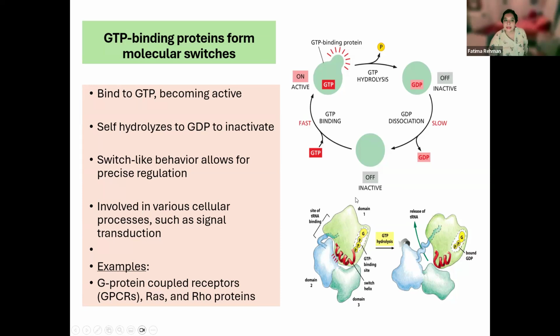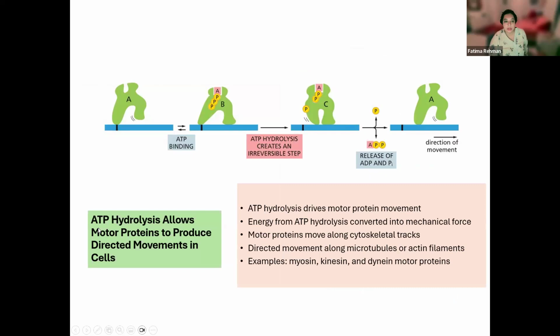This can self-hydrolyze to create GDP. That's the good part. It doesn't need a helper. It can just hydrolyze itself to release the phosphate when needed. And it can act like a switch to allow for precise regulation of particular proteins and their function. One example of it working within the cell is when it helps to release tRNA from itself during translation. Also, G protein coupled receptors utilize this as well. That's what they are called for.